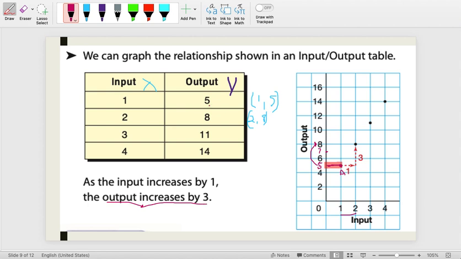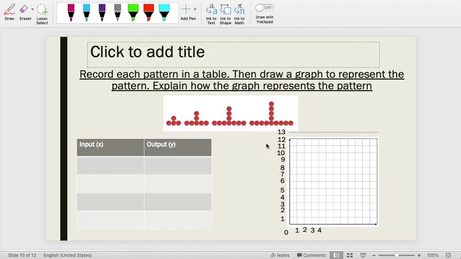We should notice the relationship that the input is increasing by 1 and the output is increasing by 3. Right, 3, 1. The exact same thing here. This is increasing by 1 because the x is the input, and this is increasing by 3. Okay, so again, we're graphing the relationship.